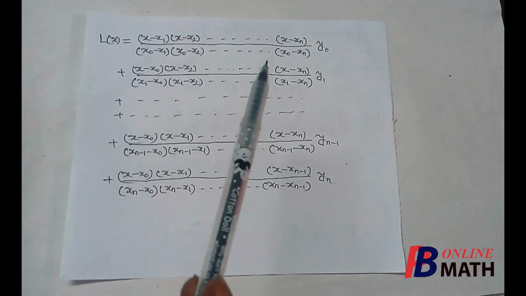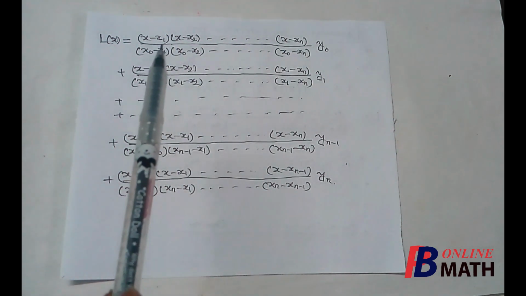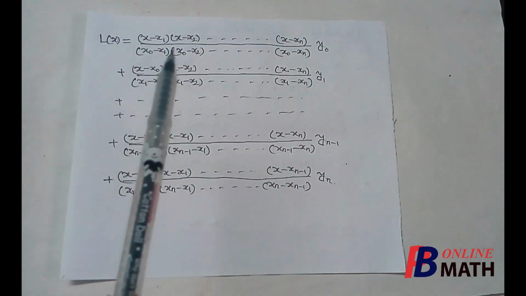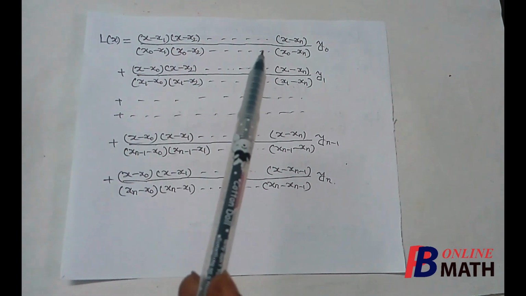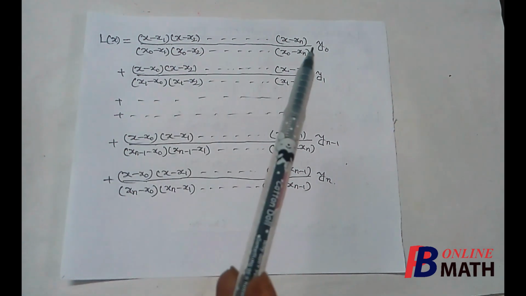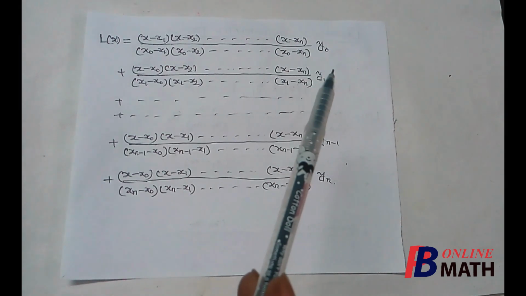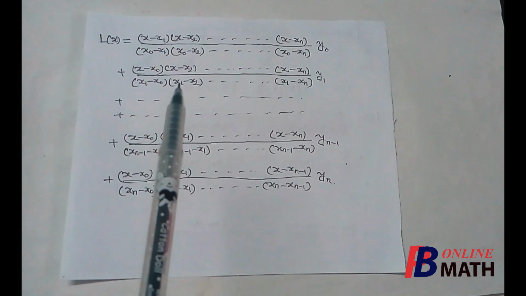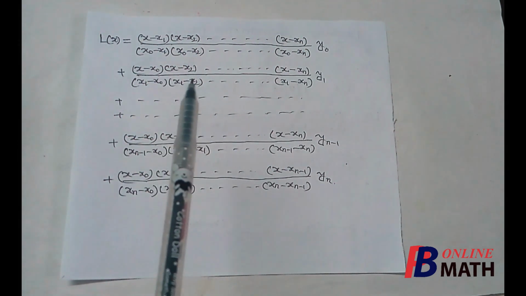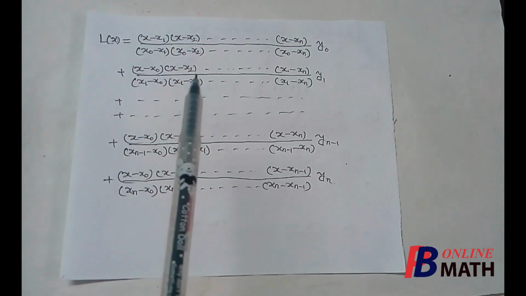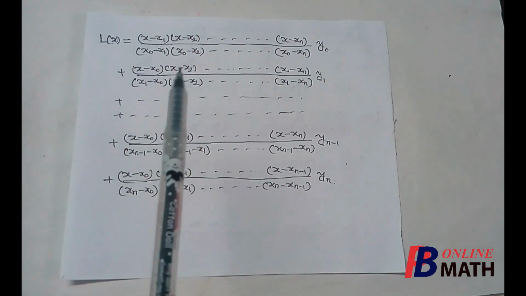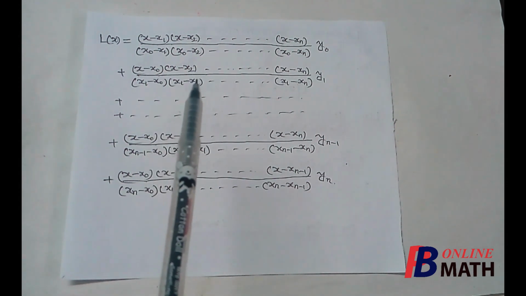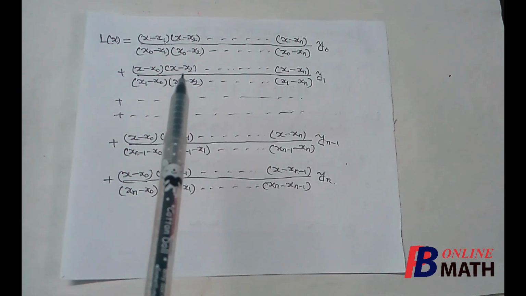So remember that in the first term, except the factor x minus x0, we write all the remaining n factors, and if we replace x equal to x0 in the numerator, then it becomes the denominator, and finally it is multiplied by the first entry y0. Now consider the second term. In this second term we shall consider all the n factors except the factor x minus x1. So look here, there are exactly n factors except the factor x minus x1. So x minus x1 is missing.